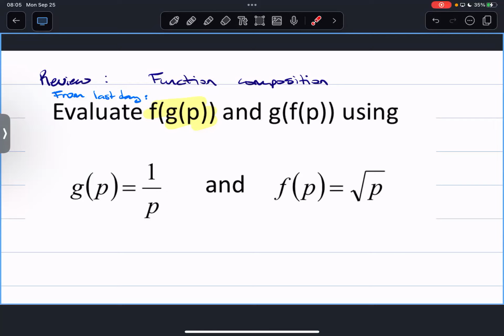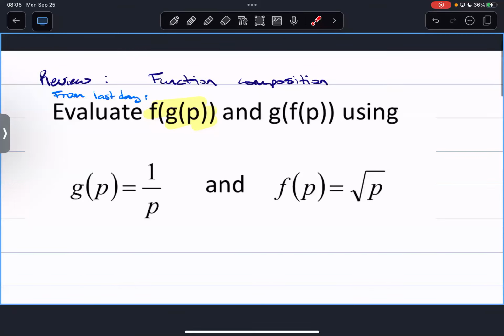So I'm putting g of p into f of p. The key thing with finding the domain, remember, the domain is the list of all the possible inputs that I can put in. One of those concerns is that g of p has to be defined if I'm going to put it into f of p.